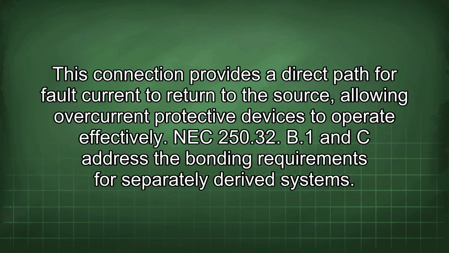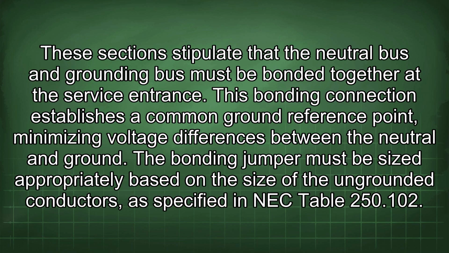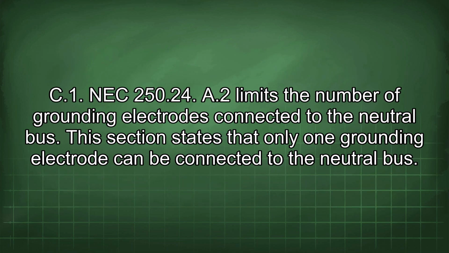NEC 250.32(B)(1) and (C) address the bonding requirements for separately derived systems. These sections stipulate that the neutral bus and grounding bus must be bonded together at the service entrance. This bonding connection establishes a common ground reference point, minimizing voltage differences between the neutral and ground. The bonding jumper must be sized appropriately based on the size of the ungrounded conductors, as specified in NEC Table 250.102(C)(1).